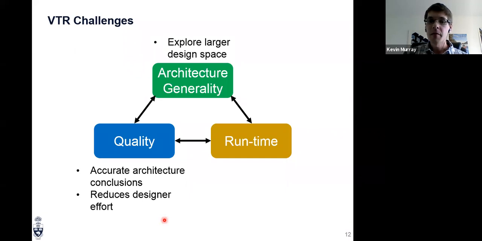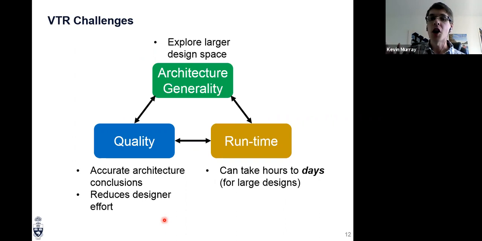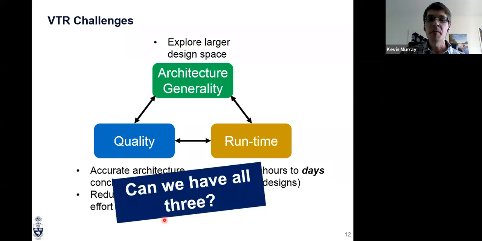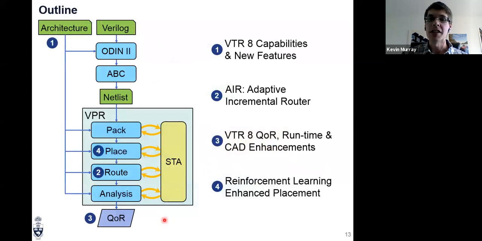And if you're in the design implementation flow where you're a designer trying to map an application to this architecture, you also want a high quality CAD flow so that you can spend less time tuning and optimizing your design. And then finally, we want both of those things, but we also want our runtime to be reasonable, since the FPGA CAD flow is already very time consuming, taking on the orders of hours to days for very large designs. And so the thrust of my research has largely been, how can we find trade-off points that allow us to have all three of these characteristics? And that's what I'm going to talk about today as I go through some of the features that are in the VTR8 release.